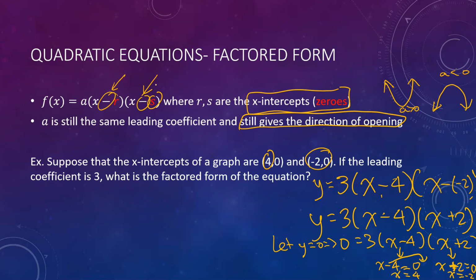For now, just focus on how to write it in factor form, which basically means we're doing this. So we simply sub in our x-intercepts, and remember always opposite signs of what the sign of the 0 is. And then you end up getting y is equal to, or f of x is equal to 3 times (x minus 4) times (x plus 2). So I'm hoping that kind of makes sense so far.